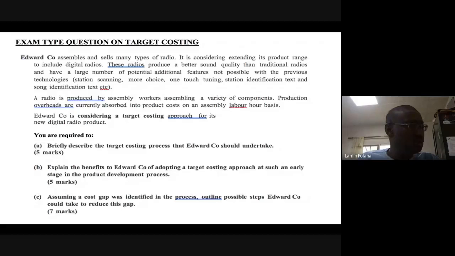I think now we need to move. So any questions as to target costing, what we have done so far? Any questions? I just want us to move to the question directly so that we can complete the D part as well. Okay, any questions? Any contributions?